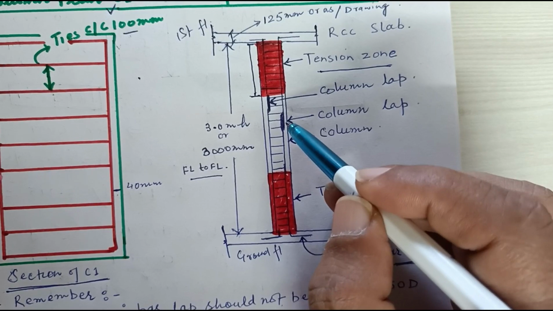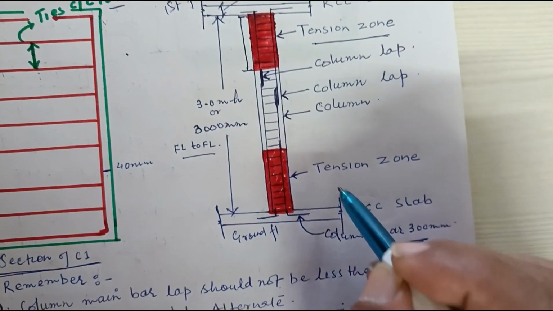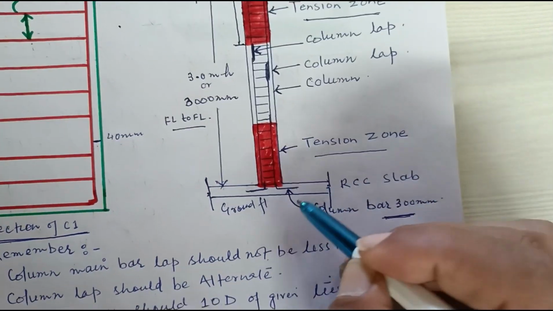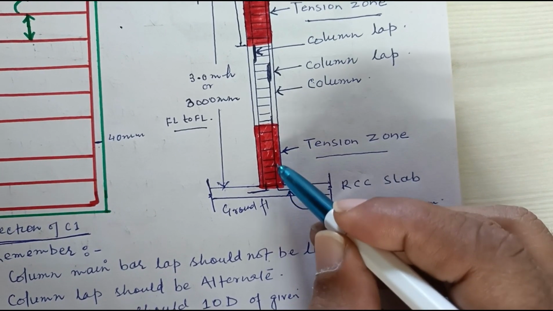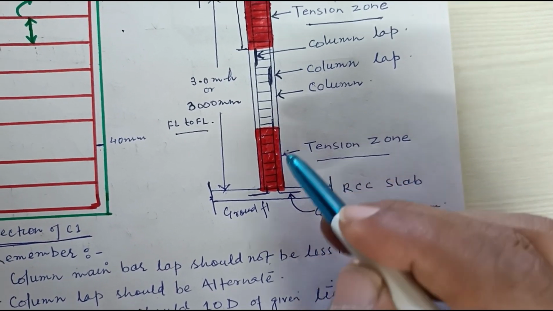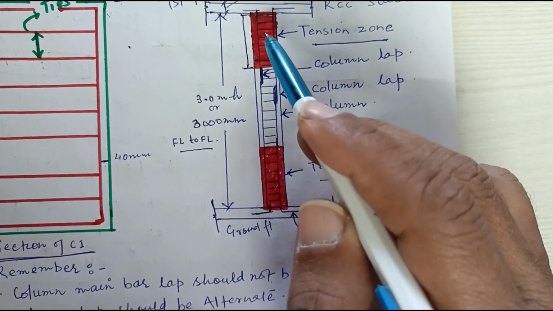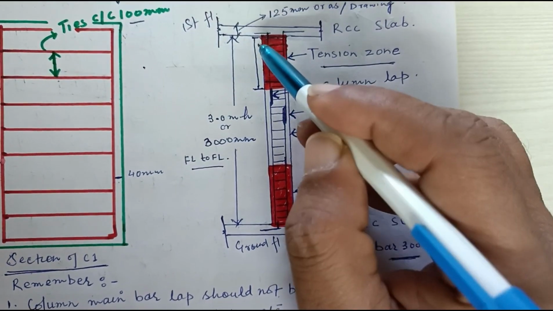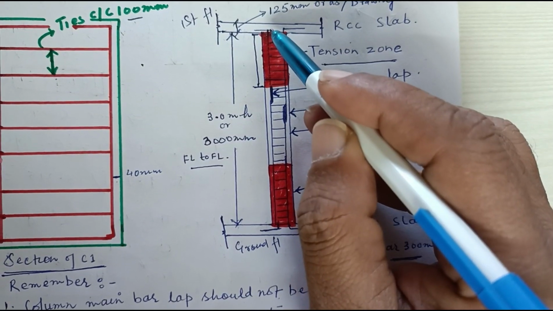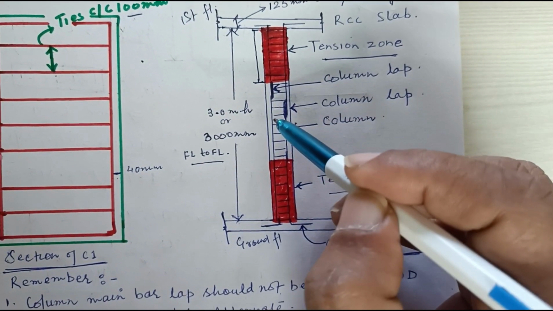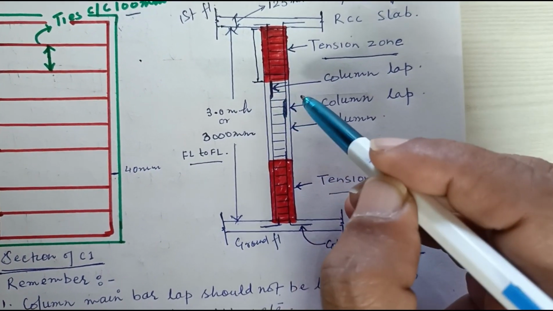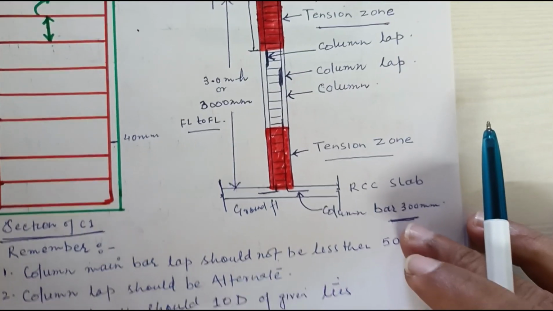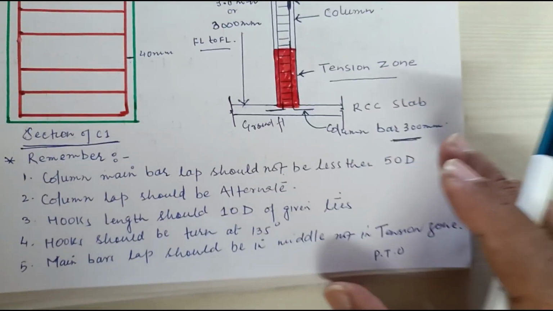And it should not be in tension zone. This is also a tension zone because of slab. Here is slab and column is going on, right? Column main bar is going upward direction. It should be also in middle, from top also in middle and bottom also in middle, and alternate. Okay, so this is okay now.